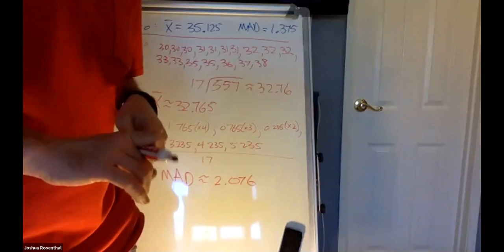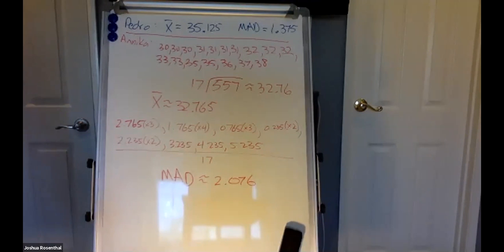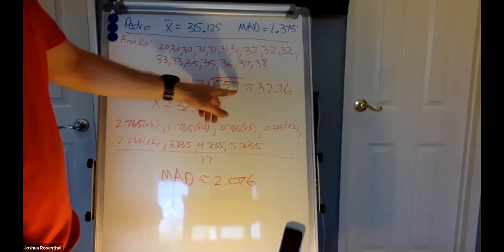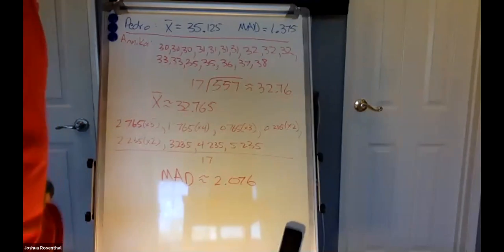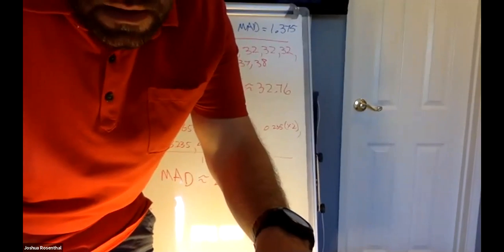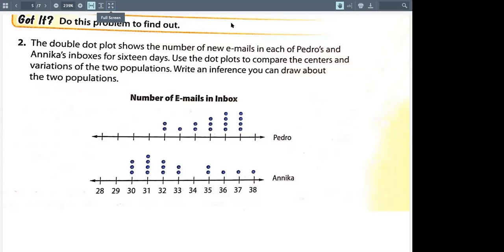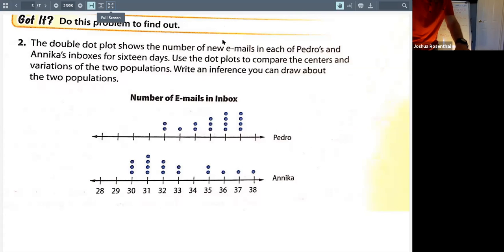Yeah. For the mean, I got 34.82 about. For Annika? Yeah. Did you get 557 when you added up all the values? No, I got 592. Maybe I added it wrong. I'll try again. What did everybody else get? Same as you. Same as me, okay. Let's see if anything's going on in the chat here. Nothing, okay.